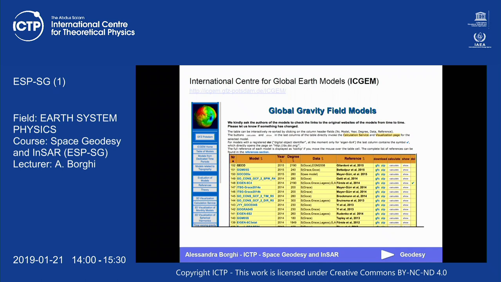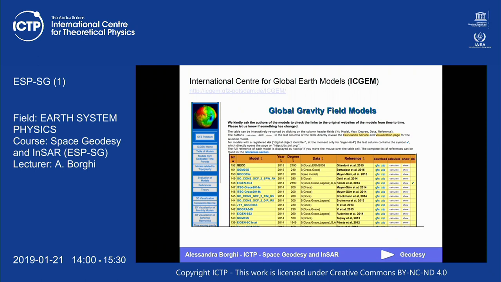So if you choose one of these models, you can find a lot of information. You have information about the year when this model was realized. We have information about the maximum degree of the model. Information about data: you can see S, meaning data from a satellite mission. And in the brackets, we have GOCE, meaning that they used the GOCE mission. It's a gravity satellite mission from the European Space Agency. And you can also have data from GRACE, which is another mission, or G means that you have ground gravity measures. And A means that you used altimetric measures.